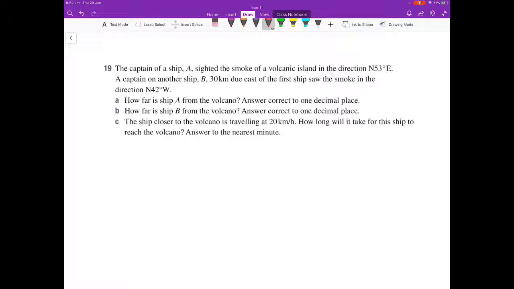Next one, captain of ship A sighted the smoke of a volcanic island, direction of north 53 east. Guess what? A compass is going to be our friend anytime you've got bearings, whether they are compass bearings or true bearings. Draw it, work out where it is. It gives you a bunch of parallel lines. We love parallel lines. It also shows you your quadrants to give you where your 90 degrees are, which is very useful at various points. So our N53E we should know is going to be in here.